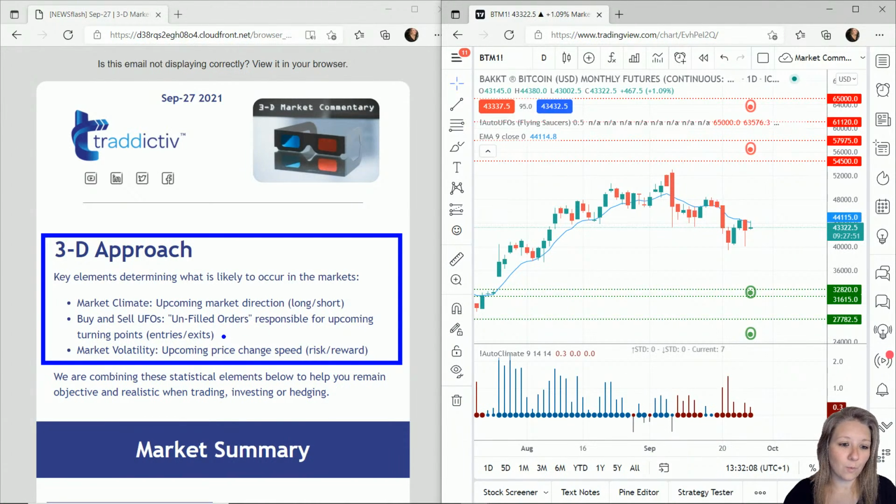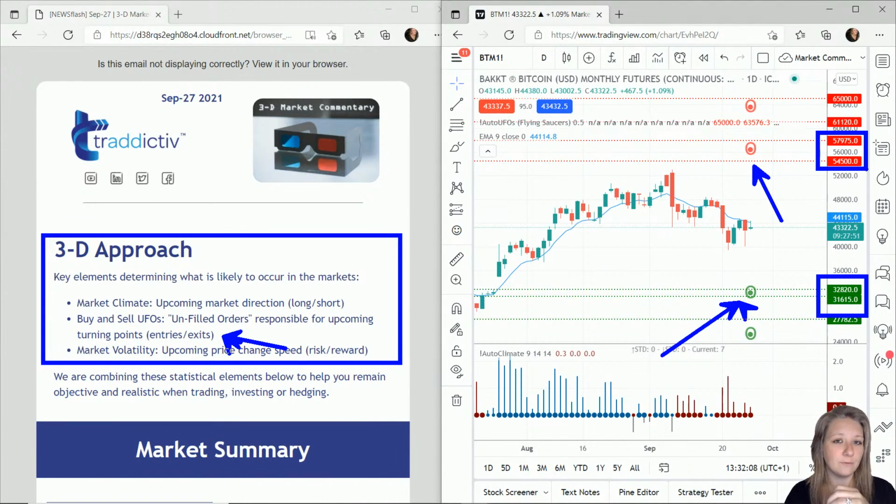Then we want to know, where do we have buyers and where do we have sellers? And therefore, what should we be doing? Where should we buy and where should we sell? We use our buy and sell UFOs for this. We call them UFOs because it stands for unfilled orders. And essentially it's showing us where the buyers are, that's the green ones, and it shows us their prices. And the sellers, and again shows us the prices, those are the red ones.